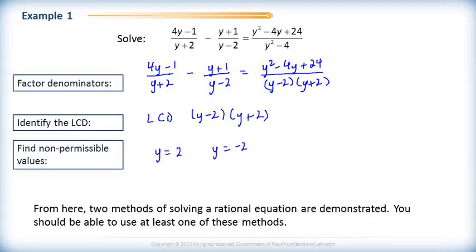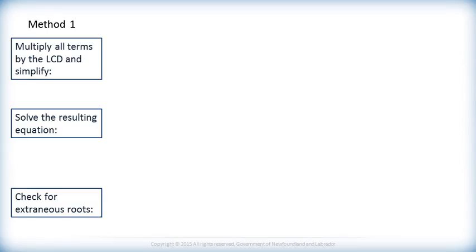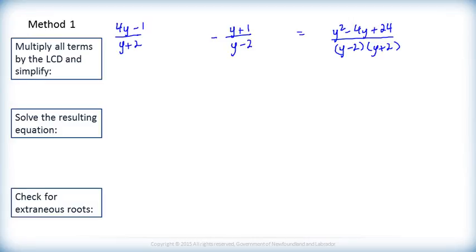So now from here, two methods of solving a rational equation are going to be demonstrated. You should be able to use at least one of them. You don't need to use both, but you should be able to use one. In this first method, we multiply all the terms by the LCD and simplify. Now this method takes a little bit of space initially.